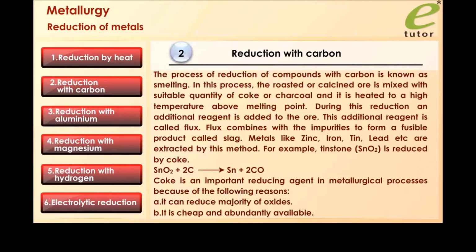Coke is an important reducing agent in metallurgical processes because of the following reasons. It can reduce majority of oxides. It is cheap and abundantly available.